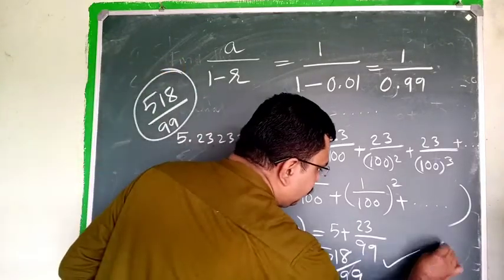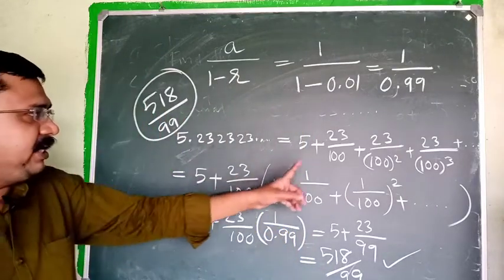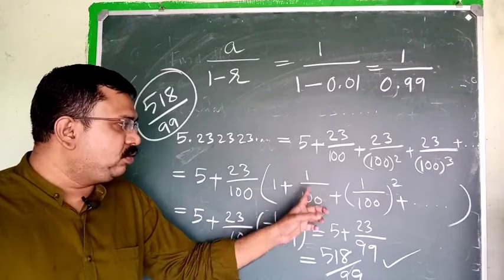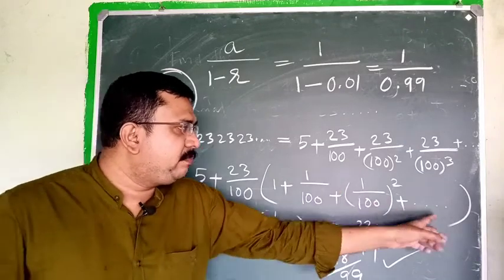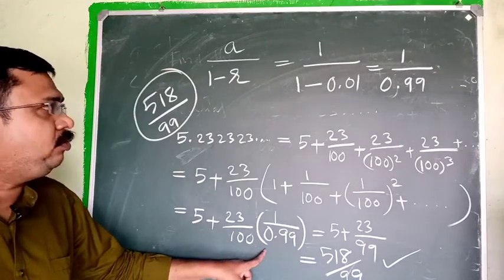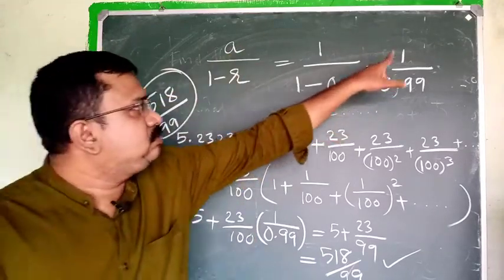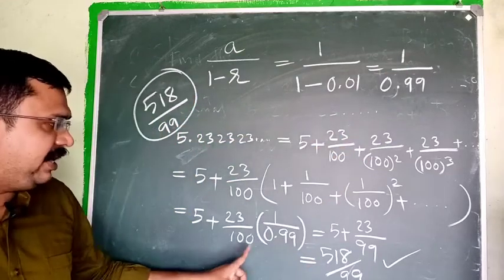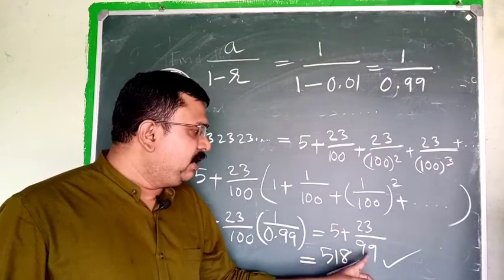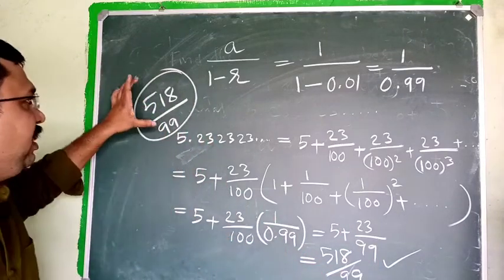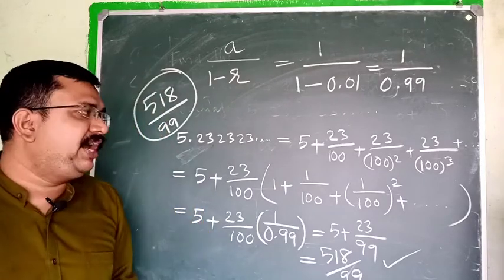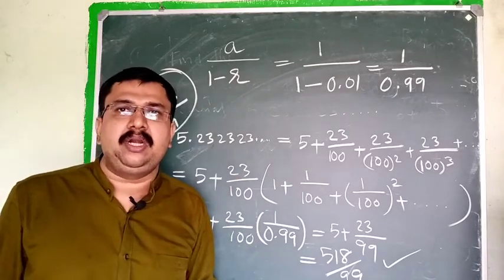Remember that here 23 by 100 can be taken outside. Then the remaining is 1 plus 1 by 100 plus 1 by 100 square plus etc., which is equal to 5 plus 23 by 100 into a by 1 minus r, that is 1 by 0.99. 100 into 0.99 is 99. 5 plus 23 by 99. When we are solving, we get 518 divided by 99. That is our final answer. Please write down in your notebook.